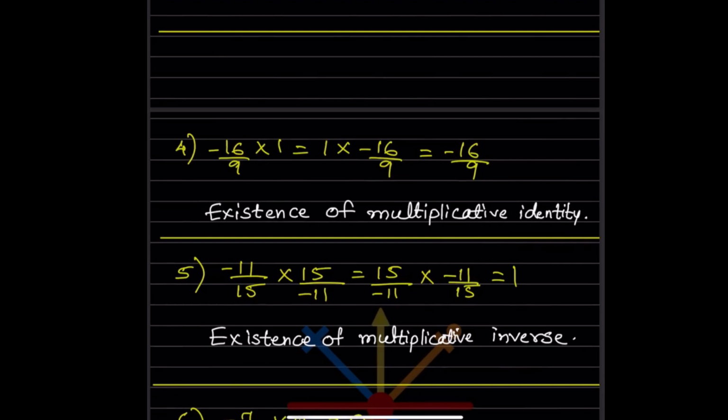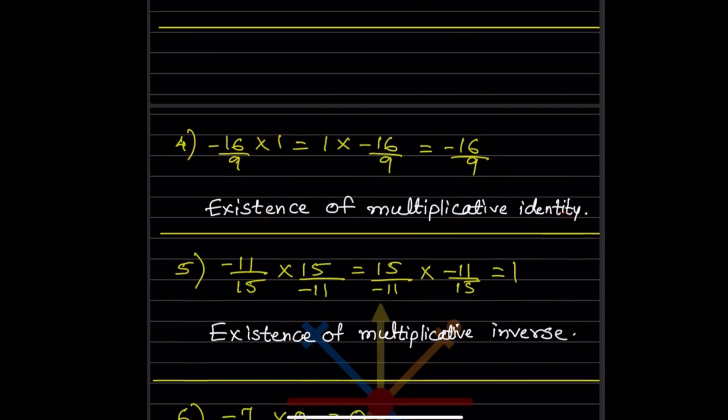Now here you can see this is multiplied by 1. This also by 1. And when you multiply by 1, you get this number itself. So we can say this multiplied by 1 is the identity, and this is multiplication. So we can say existence of multiplicative identity.